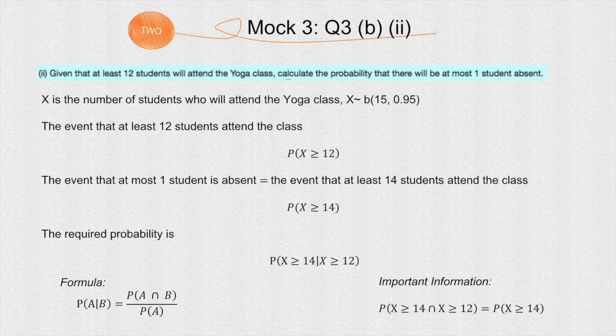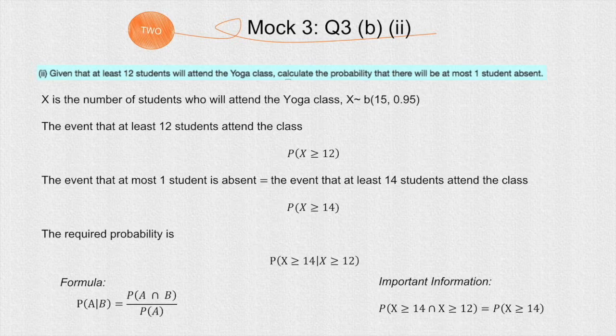Like the first part, the number of students who attend the yoga class follows a binomial distribution, as the probability of absence in different students is the same, and student absence is independent of each other. The probability that at least 12 students attend the class is denoted as X ≥ 12. The probability that at most 1 student is absent is the same as the probability that at least 14 students attend the class, denoted as X ≥ 14.